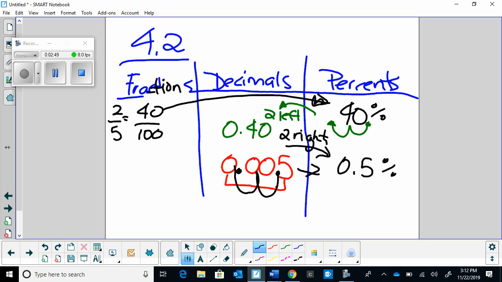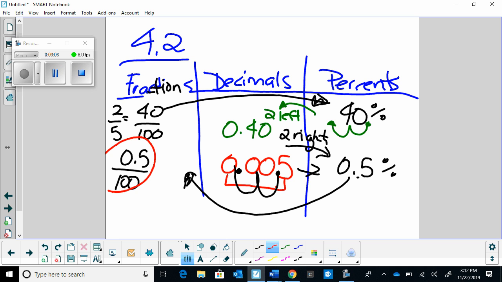From here, because we know percents are out of 100, I can move to the fraction and say 0.5 out of 100. The value of this is fine, but we don't like having decimals within fractions, so we need to get rid of the decimal point. There are multiple ways to do this. Instead of reducing, I can multiply the top and the bottom by 2 to get 1 over 200. That would get rid of that decimal.